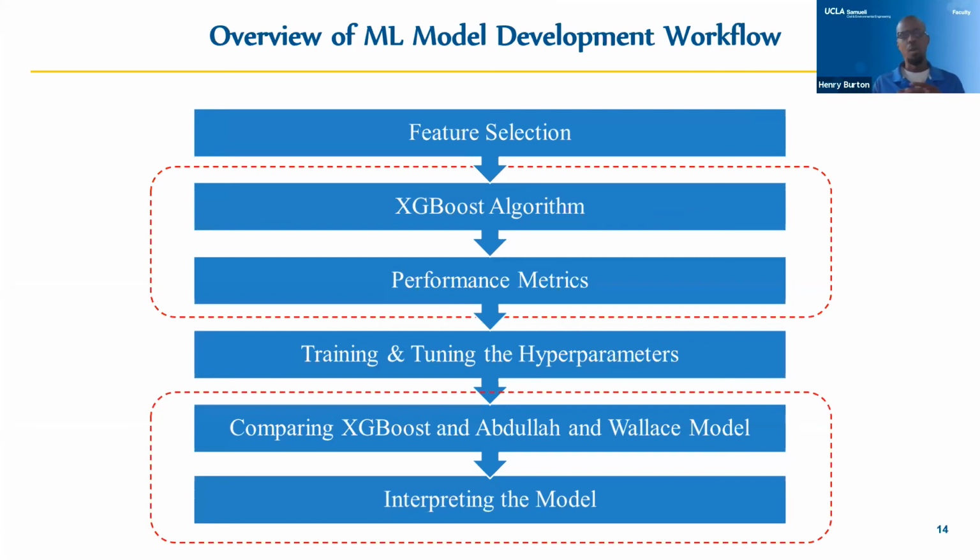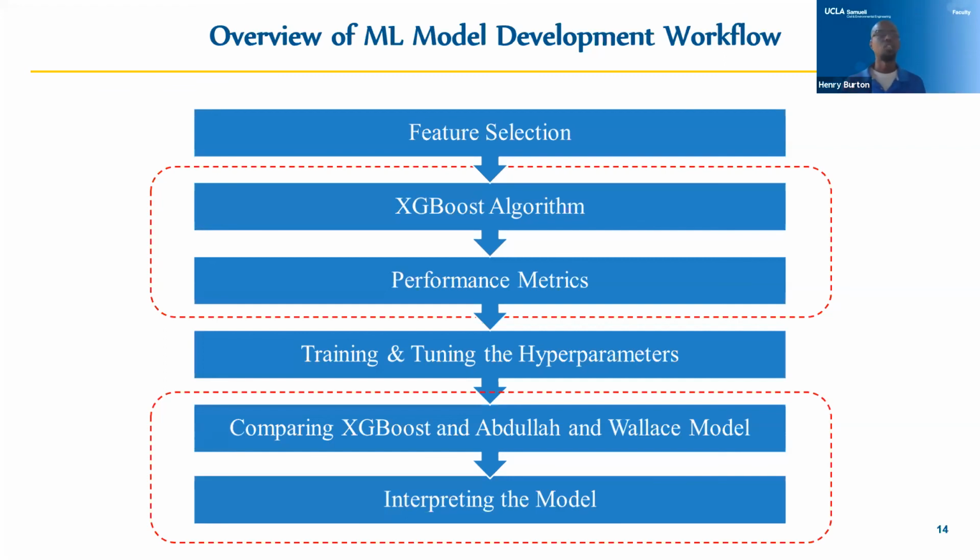You have to figure out what metrics you're going to use to evaluate the performance of your models. You train and tune the hyperparameters. So the hyperparameters are what was represented by the theta and the lambda in the earlier slide. And then in this particular case, we were interested in comparing the performance of the XGBoost model with the Abdallah and Wallace model. And then we also want to see whether it's possible to interpret, or how well we can interpret, the machine learning model.